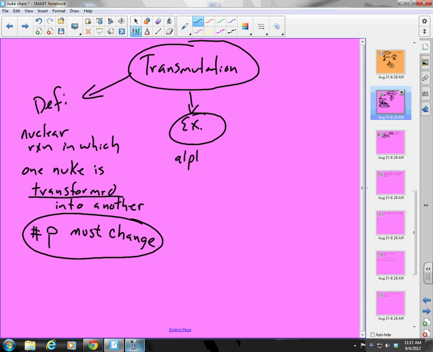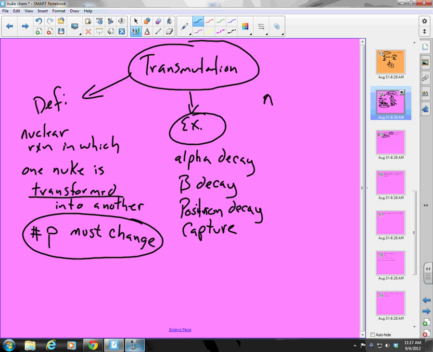I can have alpha decay, right? Because I lose 2 protons and 2 neutrons. I can have beta decay because I have a neutron becoming a proton. I can have positron decay because in positron what happens? I have a proton that becomes a neutron, and then I can have some capture. Capture means that the particle is on the left side of my yields. So something like a neutron capture, well, let's not say neutron capture, let's say alpha capture. That means by something like uranium-238.